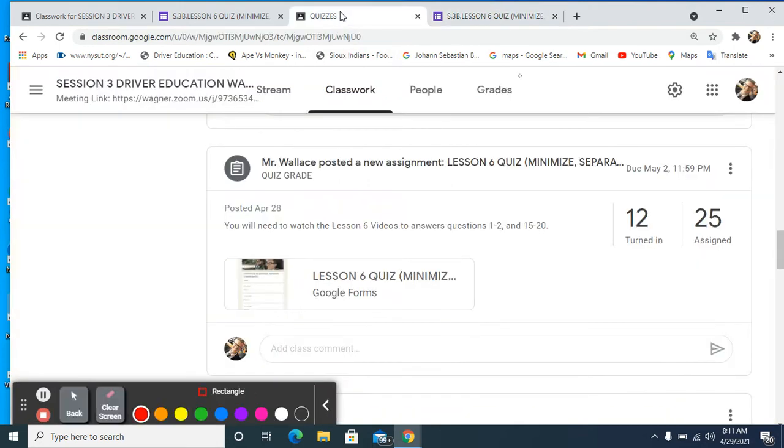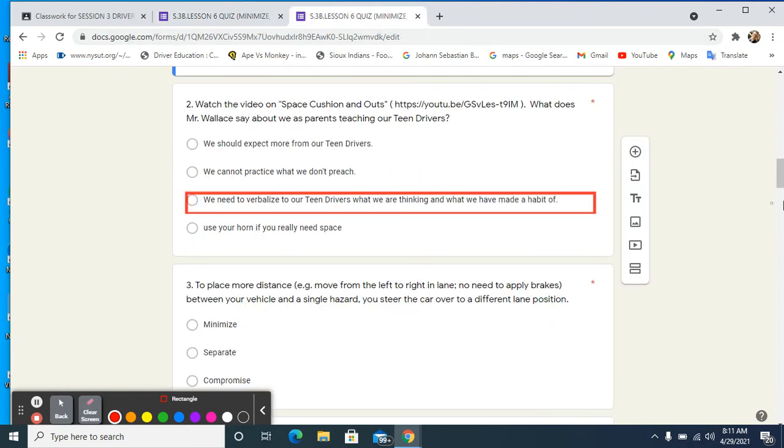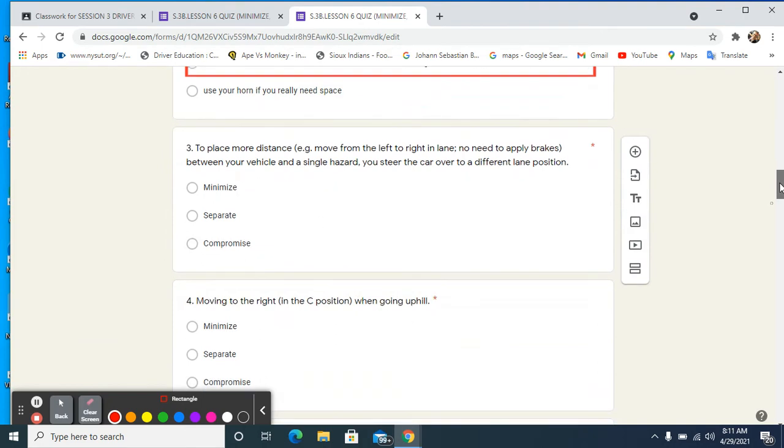Let's pop on over, and number 3 is our correct answer. Everyone got it correctly. Fantastic. Let's move on. That was number 2.